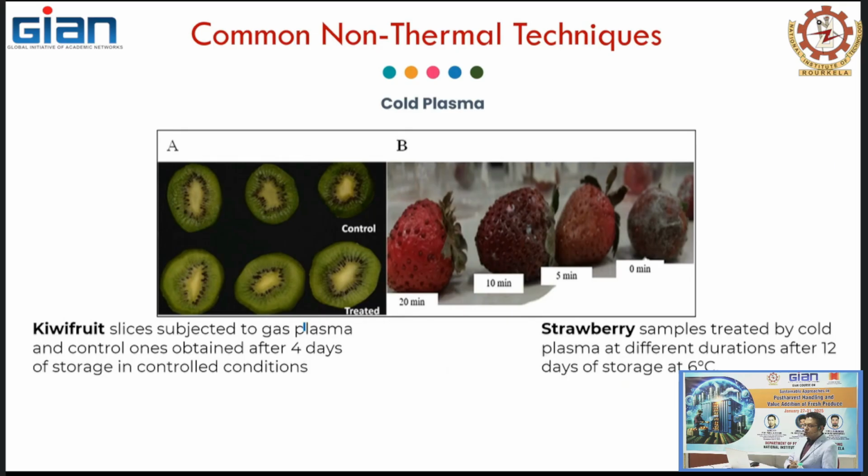So just to show some products here, there was a kiwi, the sliced kiwi, with the control one and the treated one. And the characteristics we found here: the kiwi slices after 4 days treated with cold plasma still had fresh-like characteristics.